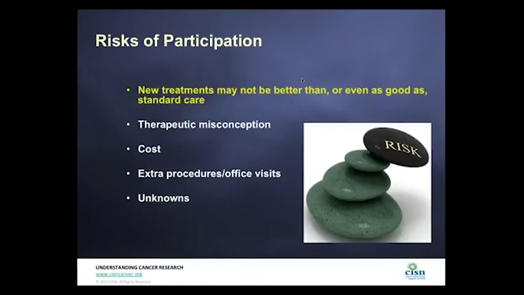Therapeutic misconception is a term for this. Most people going into a clinical trial think they're going to get the new agent, think it's going to be better, and think they're going to be helped. Unfortunately, that's not the case. This is a research study, and they just don't know. If it all works out well, then it is better. But it's a risk, and it's important that people know that it's a risk. There is some potential cost involved, and there are extra procedures and office visits. These are the reasons why accrual is at 3 to 5%. It's tough.